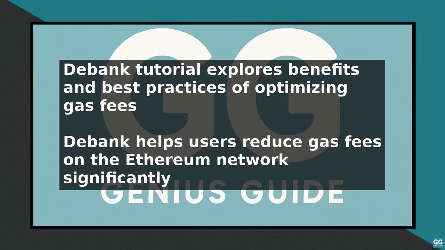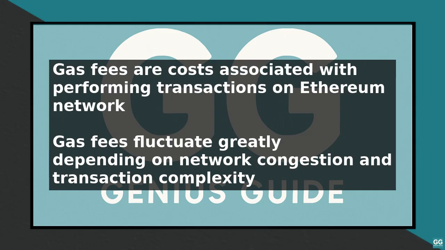These fees are paid to miners who validate and process transactions. The cost of gas fees can fluctuate greatly depending on network congestion and the complexity of the transactions being performed. Debank is a popular tool used to optimize gas fees by providing users with real-time data on gas prices and allowing them to set custom gas prices for their transactions. By using Debank, users can significantly reduce their gas fees and save money on Ethereum transactions.